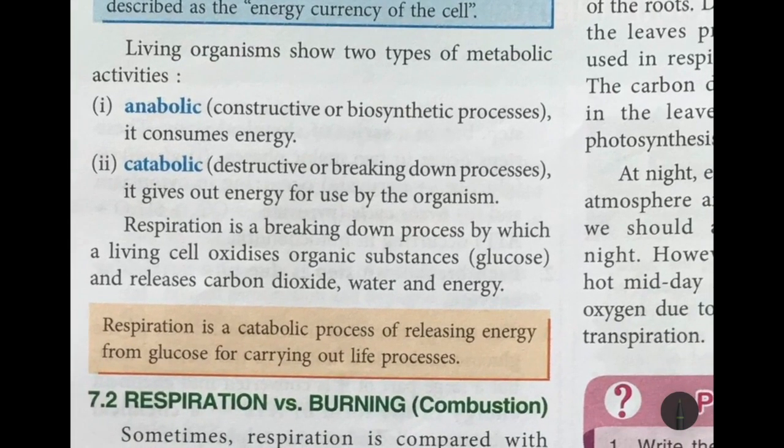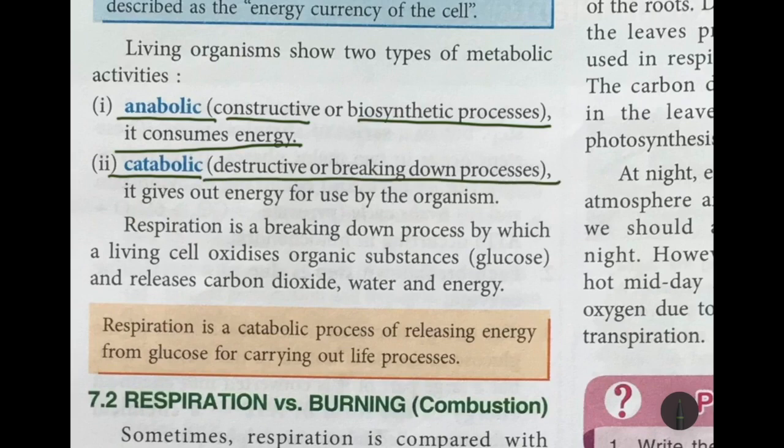Now, a living organism shows two types of metabolic activities, that is, the activities that take place inside the body. First is known as anabolic, or constructive, or biosynthetic process. It uses energy. Next one is catabolic, destructive or breaking down processes. It gives out energy for use by the organism.